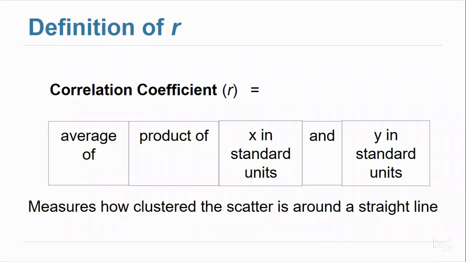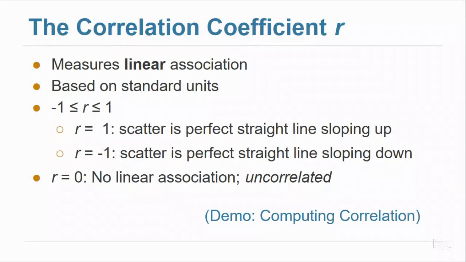The correlation coefficient, which we call R, measures how clustered the scatter is around a straight line. It measures linear association and only linear association. It's based on standard units. And R always lies between -1 and 1.